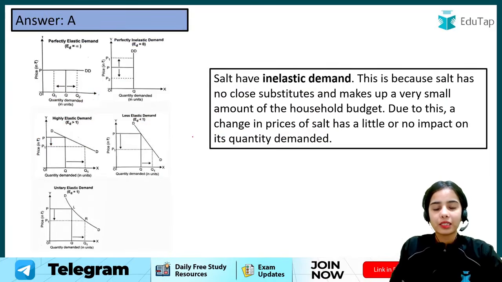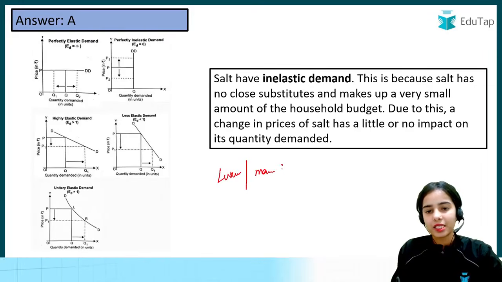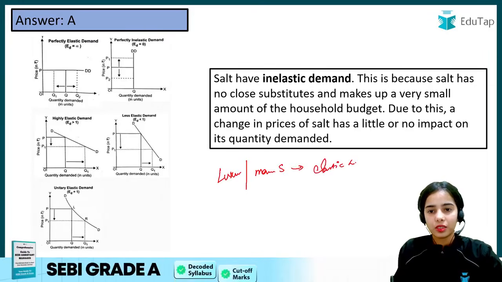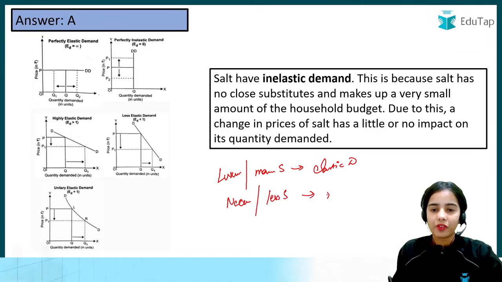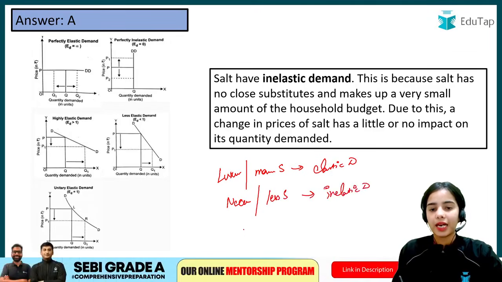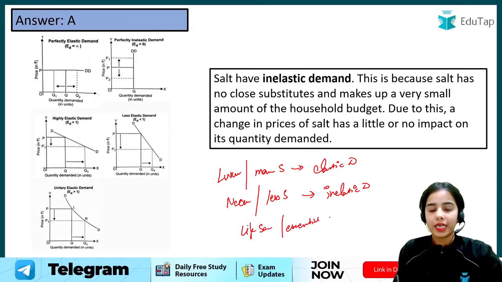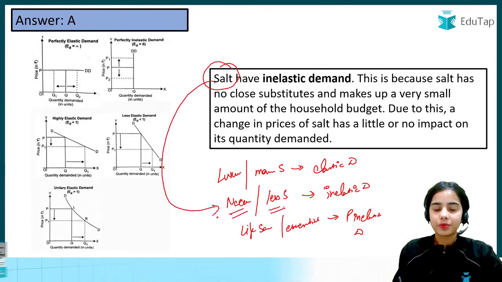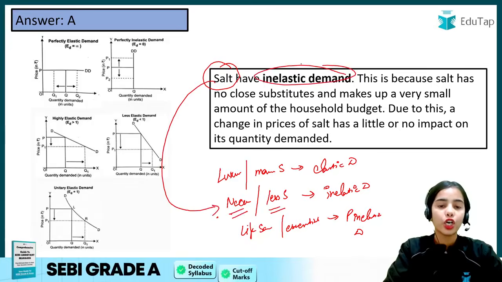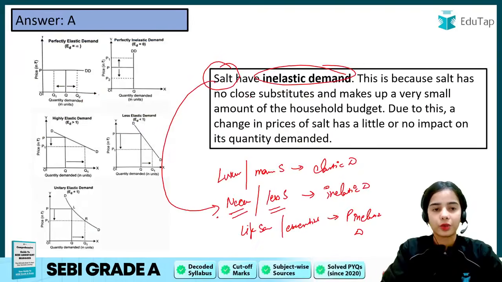So remember that luxury goods and the goods that have many substitutes have elastic demand. The necessary goods or the goods that have fewer substitutes have inelastic demand. And the life-saving drugs that are essential for your survival have perfectly inelastic demand that cannot change at all. So salt is considered a necessary good that has fewer substitutes. That's why it has inelastic demand, not perfectly elastic. Okay, so this is the idea.